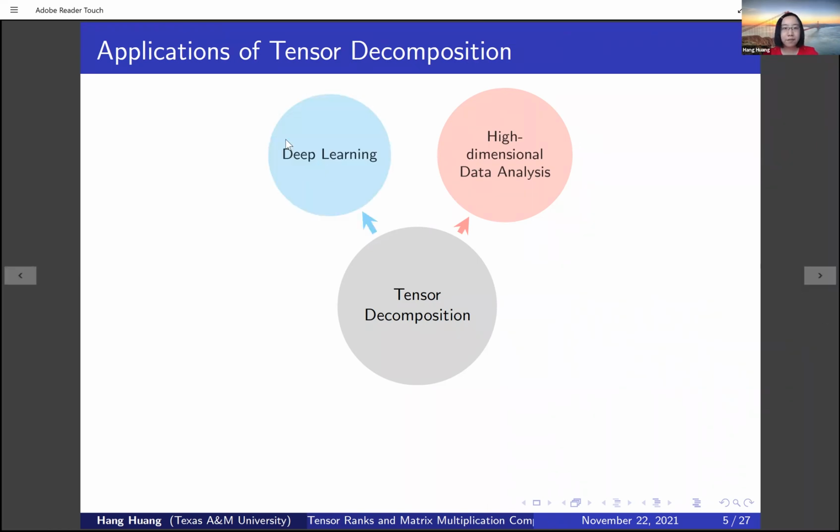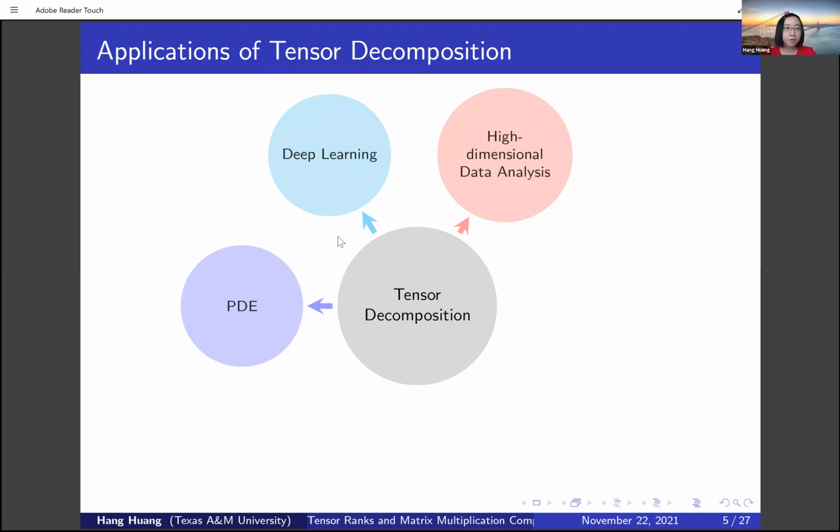And similarly, if you're doing deep learning, especially unsupervised deep learning, you're given a large set of data and you want to recognize the patterns in your data. That will also correspond to doing a low rank approximation or low rank decomposition of the corresponding tensor. And also when you're doing PDE, when you want to solve the PDE, sometimes people want to do a dynamic low rank approximation of the solution.